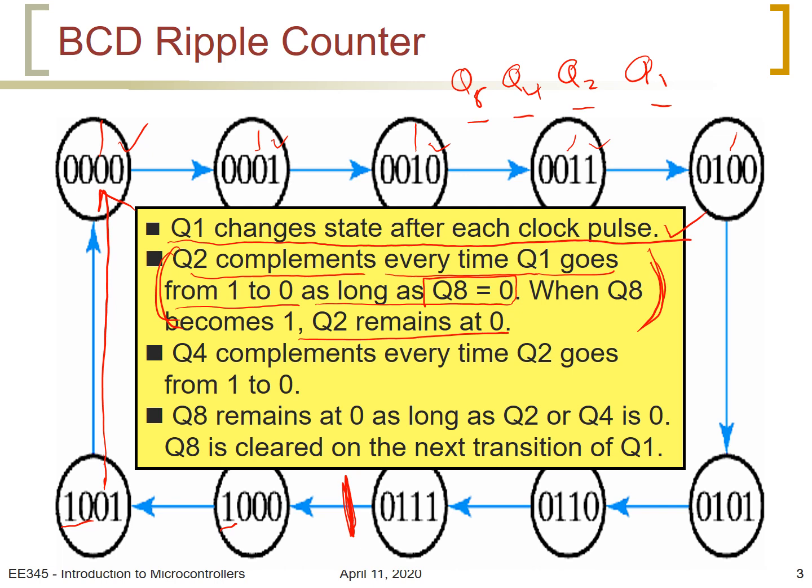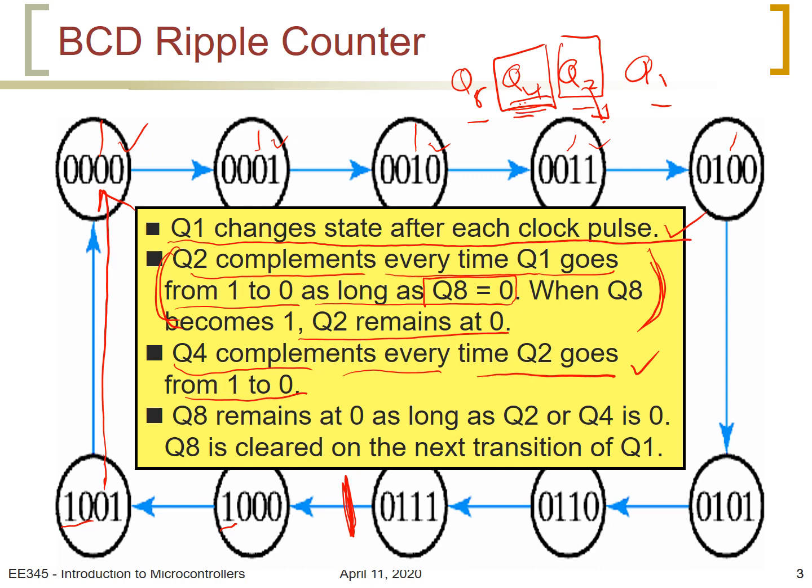Now, going to Q4, Q4 is easy because it complements every time Q2 goes from 1 to 0, which is consistent with the rule that we described earlier. Don't forget that this is Q2 and this is Q4. So when Q2 goes from 1 to 0, Q4 will complement. And this is the normal way of counting.